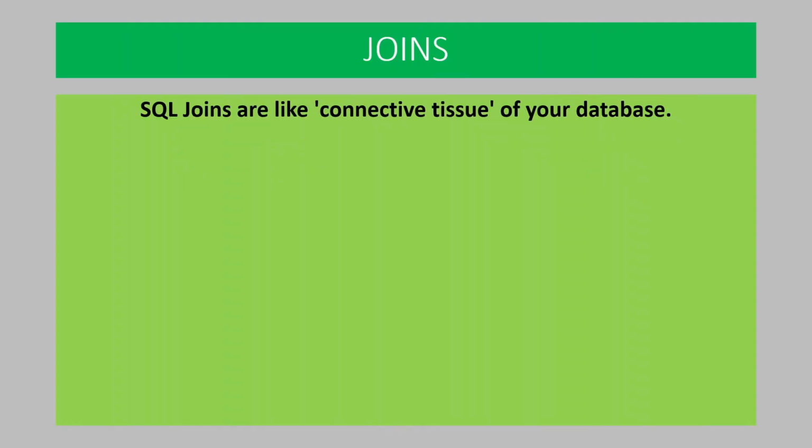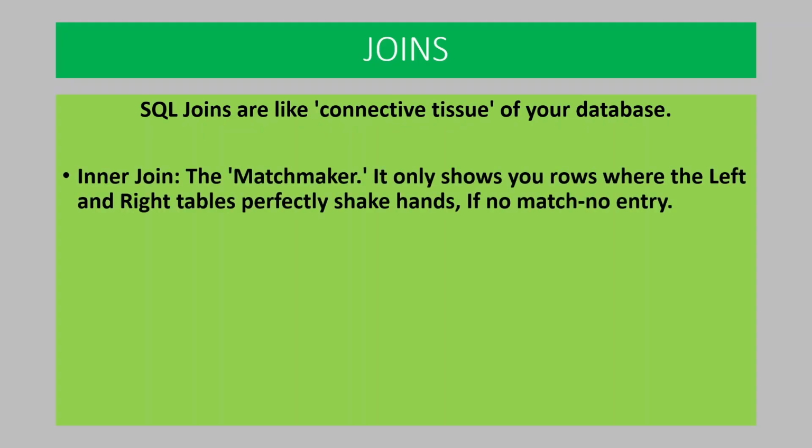Now, just to summarize, just keep this in mind. SQL joins are like the connective tissues of your database. The best way to explain inner join is that inner join is like a matchmaker. It only shows you rows where the left and right table perfectly shake hands. If there is no match, there won't be an entry. So no match, no entry. Only if there is a match, it will be there in the output.